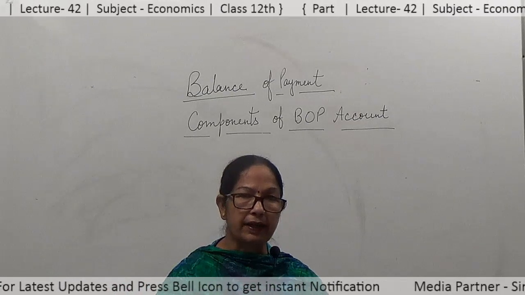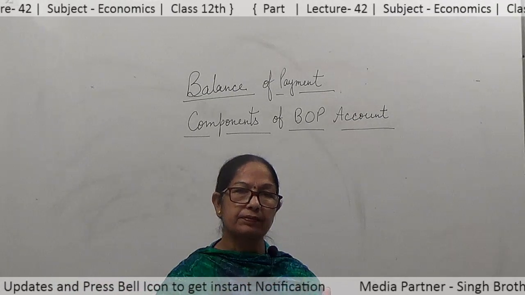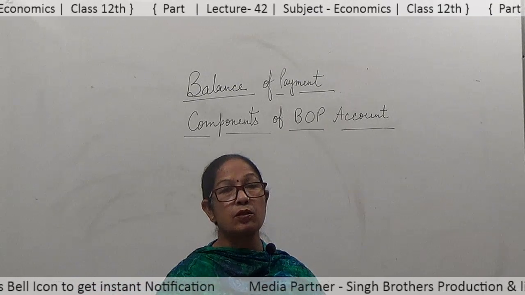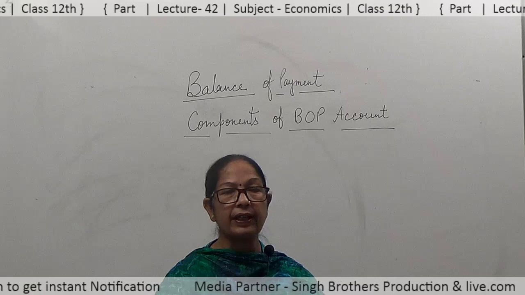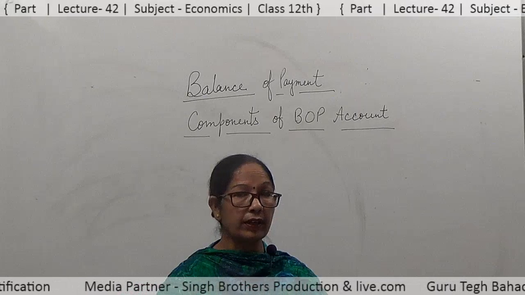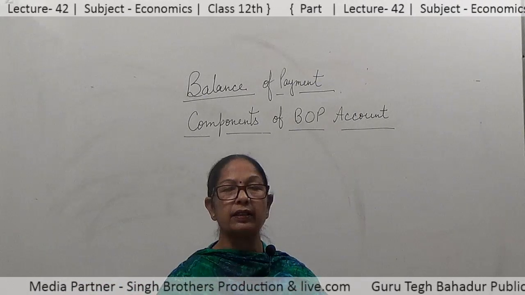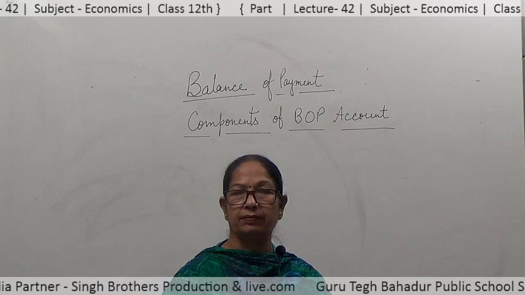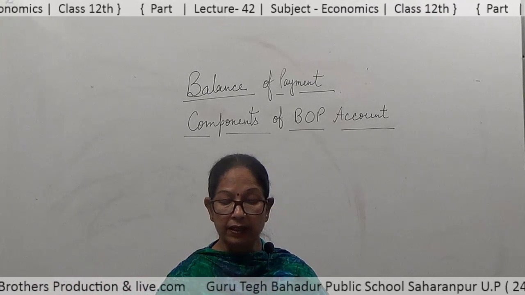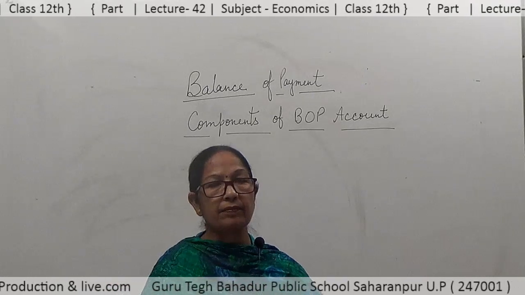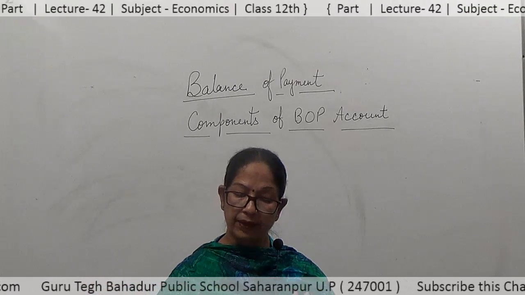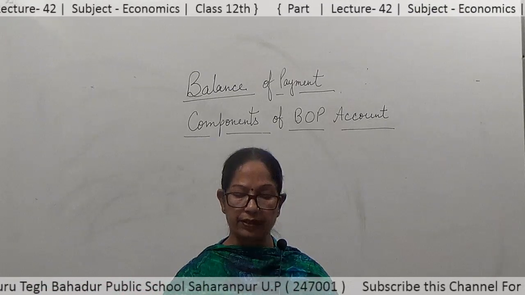The second main component of the BOP account is services rendered and received. Shipping, banking, insurance, tourism, interest, dividend, these are factor services. Under this head the following types of earnings are included: non-factor income and factor income. Non-factor income includes income from shipping, banking, insurance, tourism, software services. These all are called non-factor incomes.